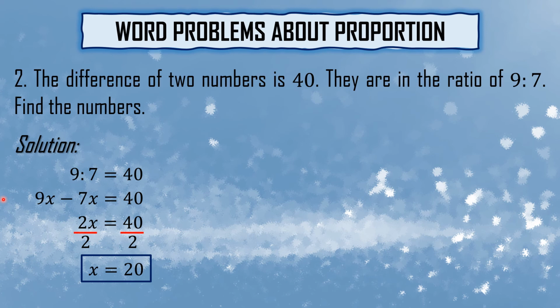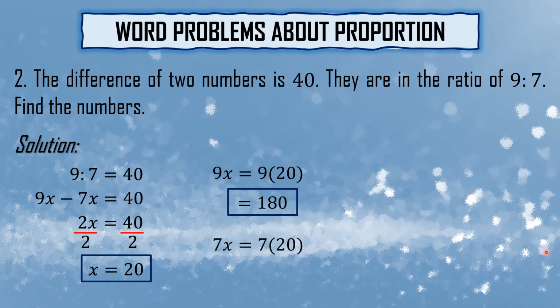And then, yung nakuha nating value ng x, isa-substitute muna natin dito sa 9x. Kapag ang 9x or kapag ang number ay may katabing letter, that means we have to multiply. So, yung nakuha nating value ng x, which is 20, ay i-multiply lang natin sa 9. So, 9 times 20 is 180. So, ganun din sa 7x. 7x ay magiging 7 times 20, which is equal to 140.